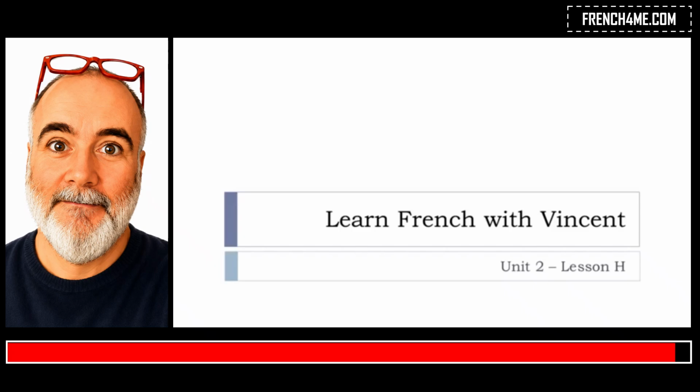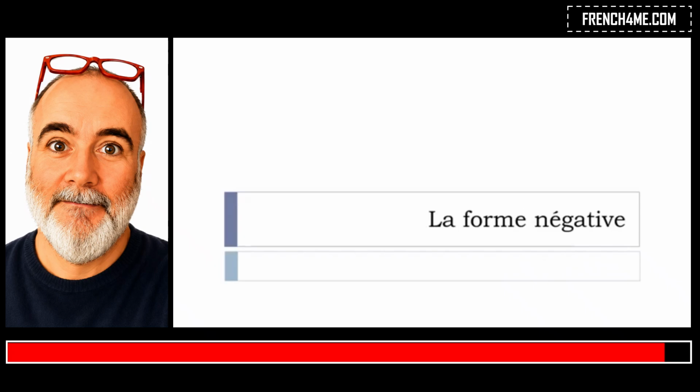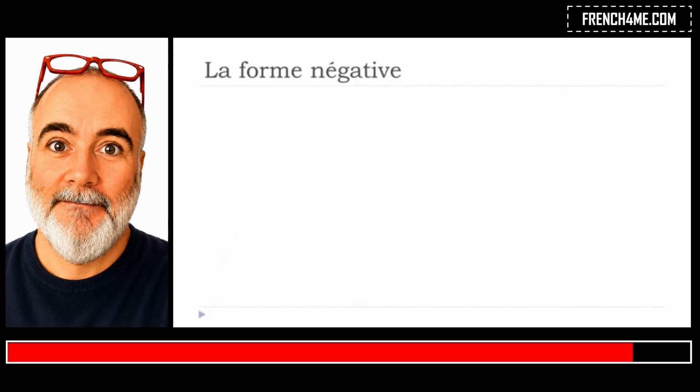This is Unité 2, leçon H. In this lesson, we'll discover la forme négative. So if you want to say that you are not doing something, that is the negative form in French. And the negative form in French is composed of two elements.